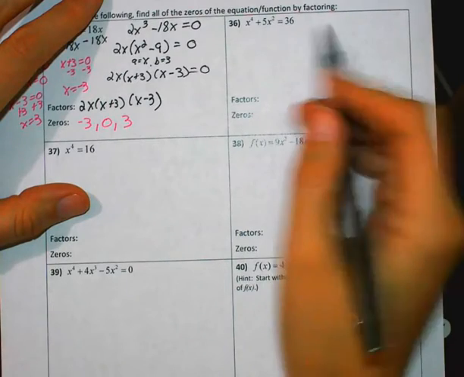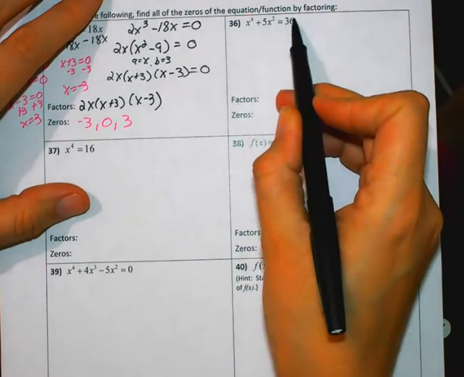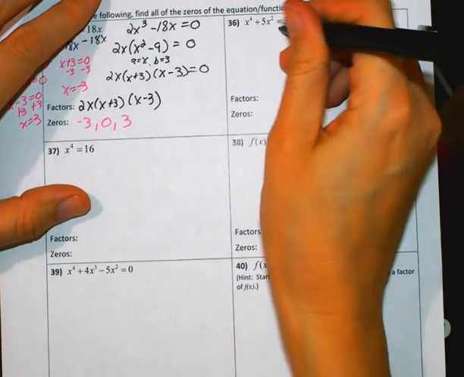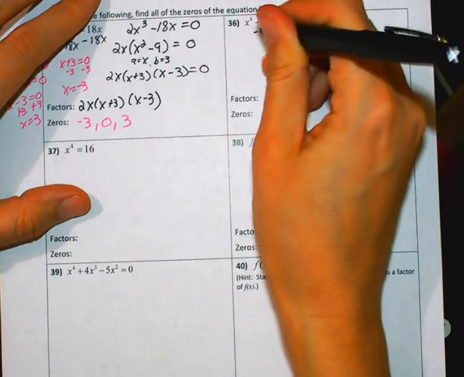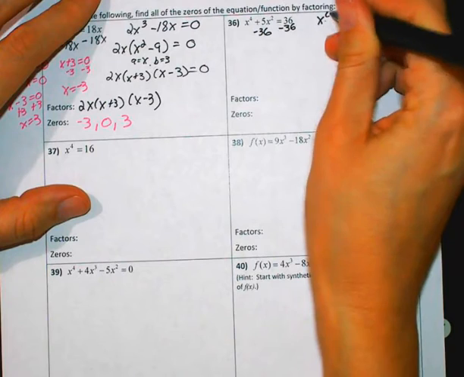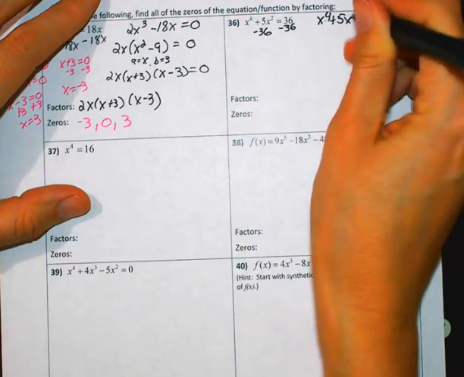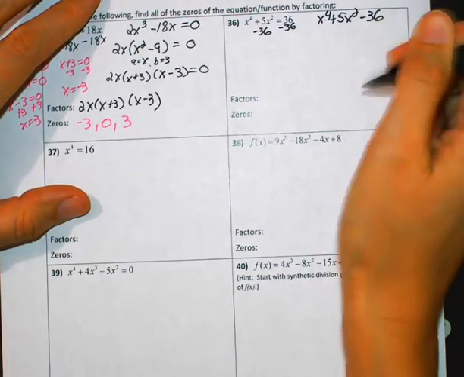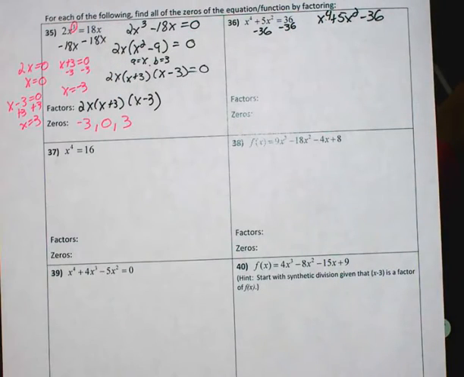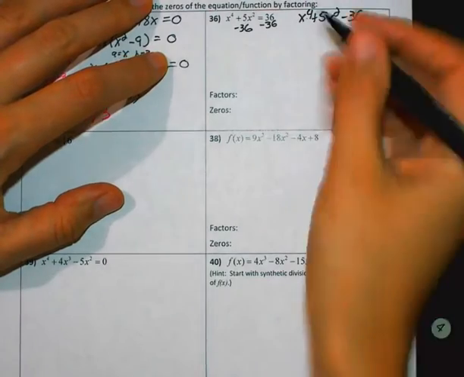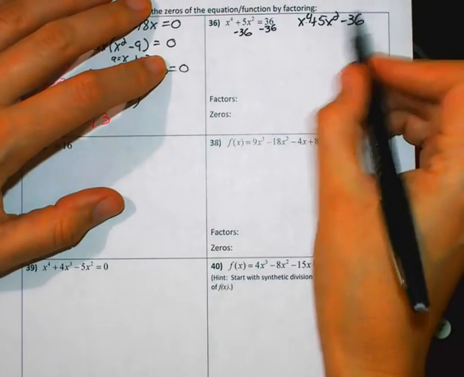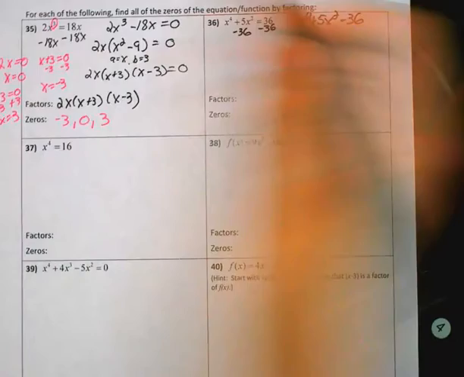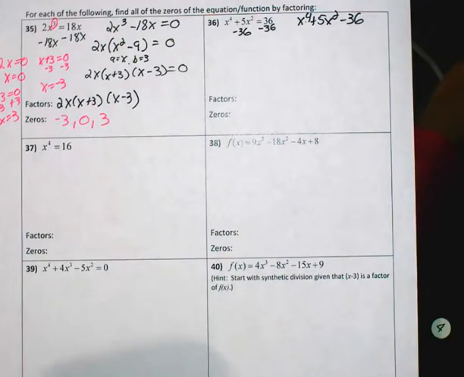Okay, over here I see that this is not all on the same side, so I'm going to move this over, minus 36, minus 36. So I have x to the fourth plus 5x squared minus 36. I'm going to look to see if there's anything I can factor out. There is not. Okay, so I'm going to look for numbers that multiply to negative 36 and add up to 5, and we can do that in the calculator.